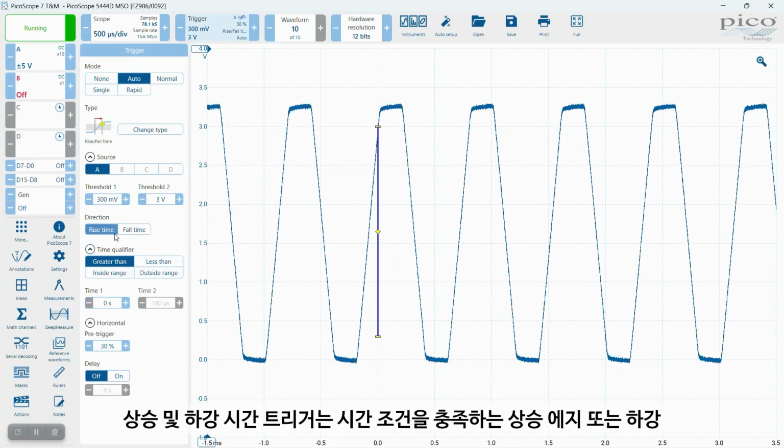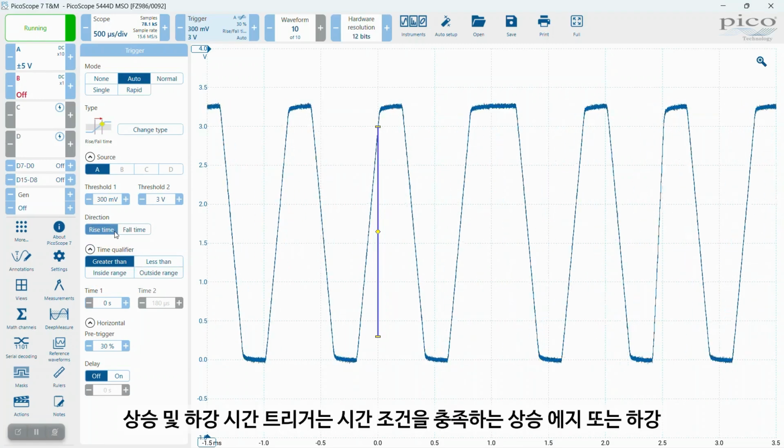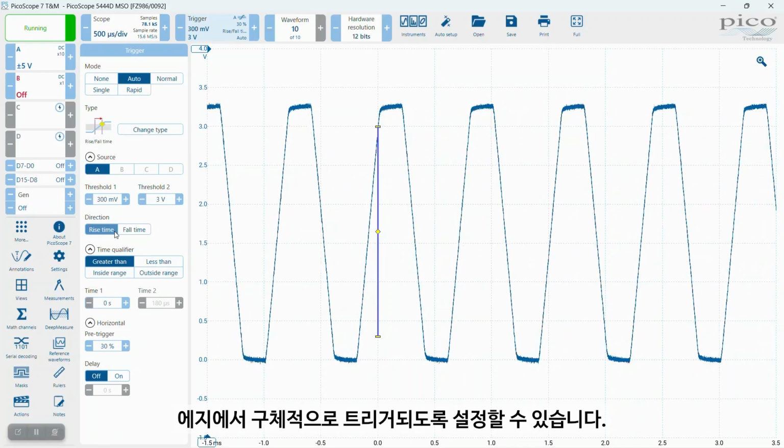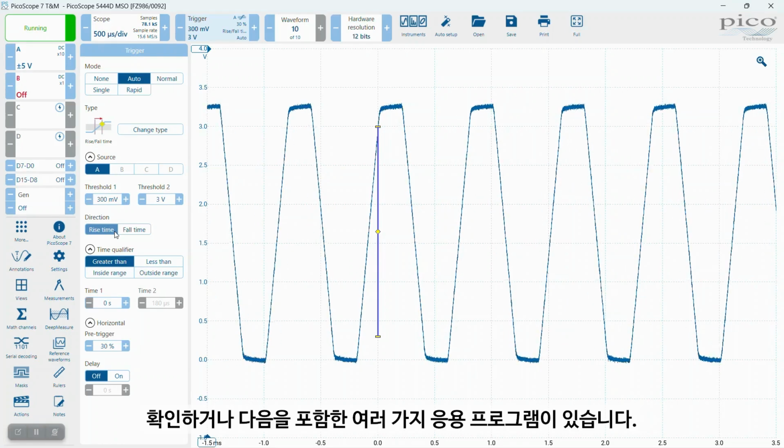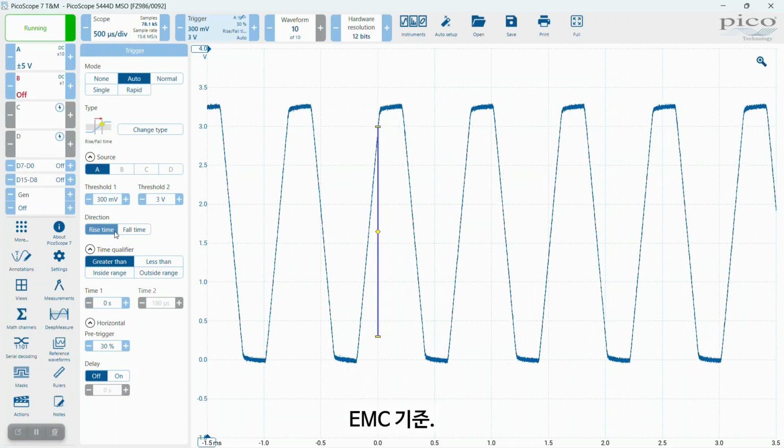Rise and fall time triggering can be set to trigger specifically on rising edges or on falling edges which meet a time condition. This has several applications, including checking that a digital circuit complies with controlled slew rate logic design rules or meets EMC criteria.